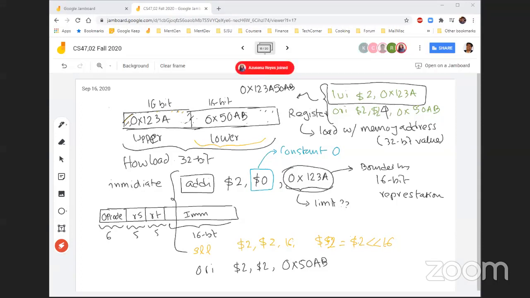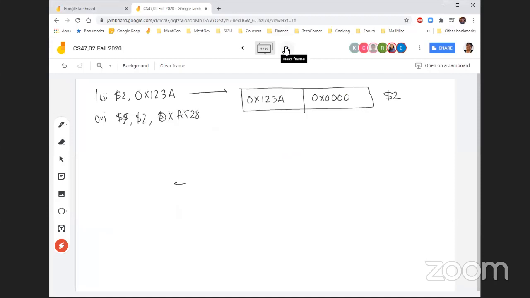I don't see the screen. Are you on a different screen? I'm sharing that. Are you guys seeing my Jamboard? Oh, sorry, my bad. Okay, it is in here. Thank you.